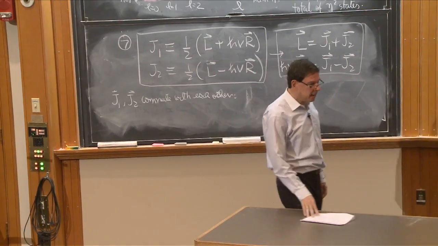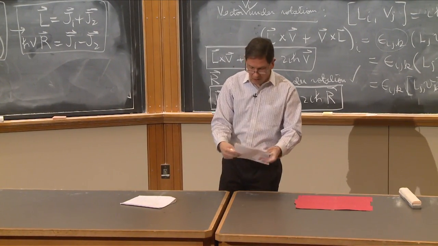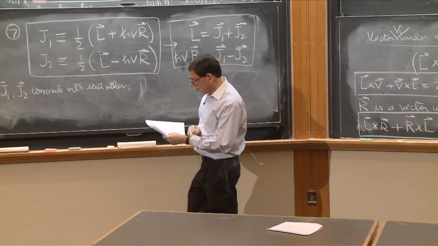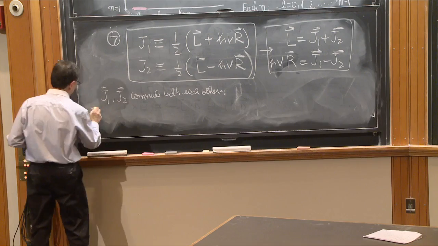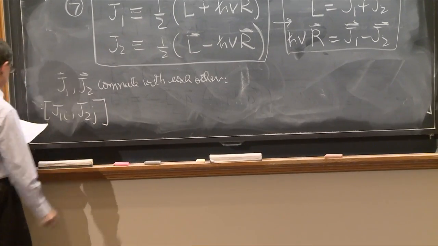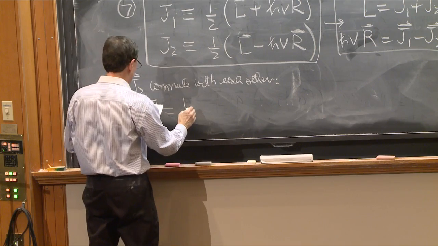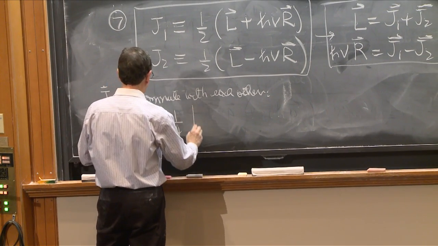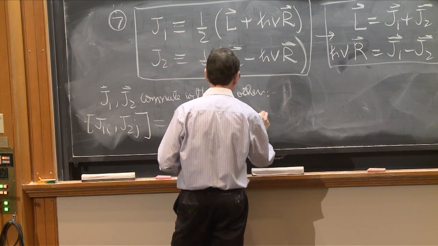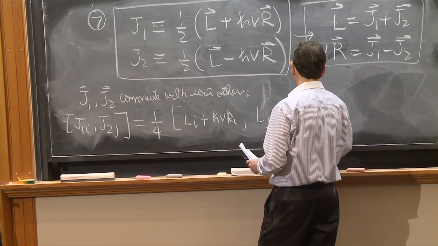So these are nice commuting angular momenta. Now, this computation has to be done. Yeah, we can do it. J1i with J2j. It's 1/2 and 1/2 gives you 1/4 of Li plus H nu Ri with Lj minus H nu Rj.